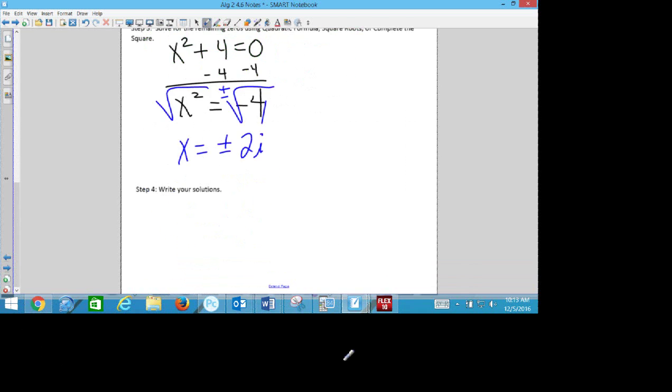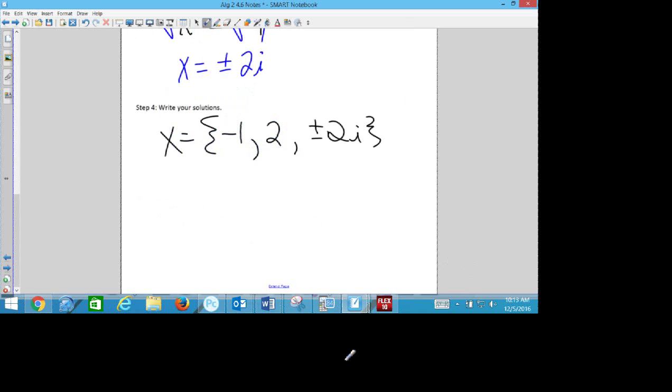So let's list all of our solutions. -1, 2, plus or minus 2i. And that's where the -1 was repeated, right? That was when it was repeated. And when you've got that copied down, you're ready to go on.